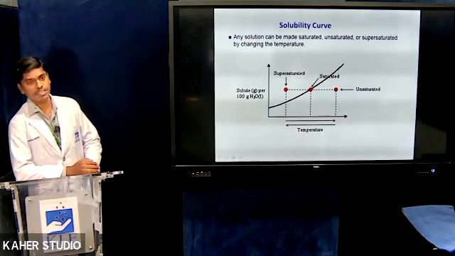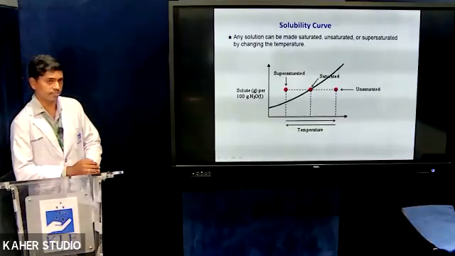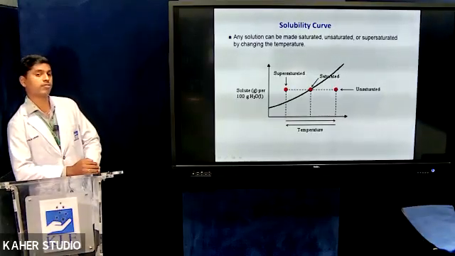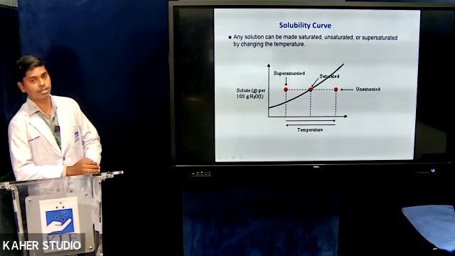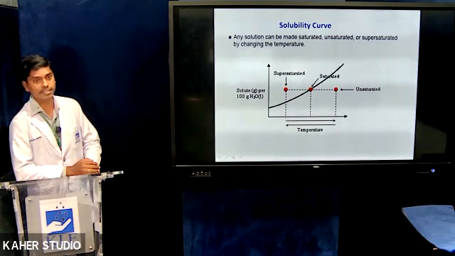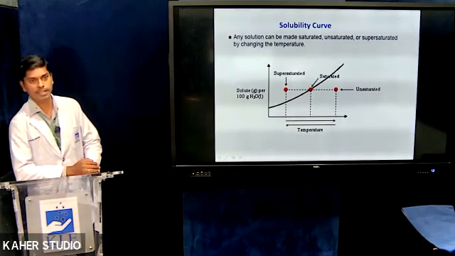As the temperature increases, the solubility also increases. But there are some exceptions. Whenever some exothermic type of reaction is involved, the reverse effect is observed, such that with an increase in temperature, solubility gets decreased for exothermic reactions.